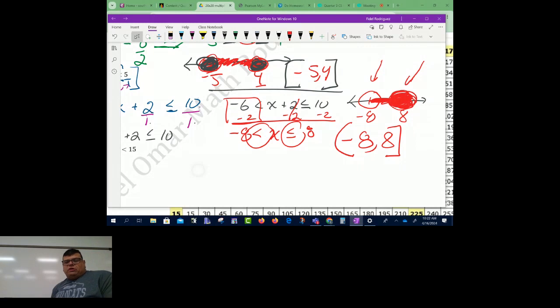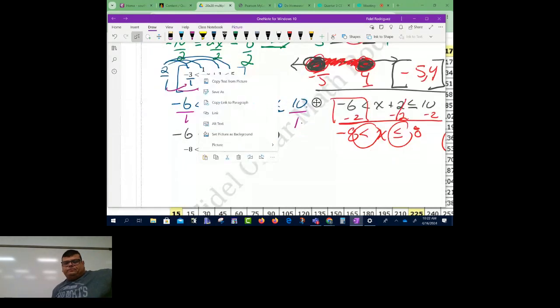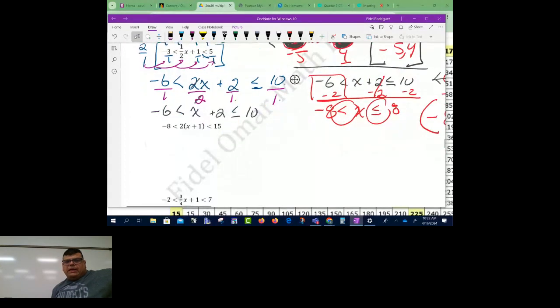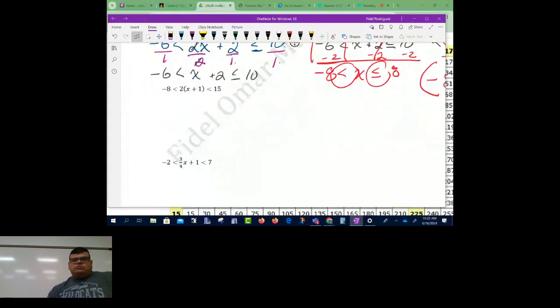So let's do this, y'all. Let's try this next one here. And again, I will just kind of go through the process. So look, y'all, first thing I'm going to do here is multiply by 2. So -8. 2 times x is a 2x. 2 times 1 is a +2. No little line underneath.